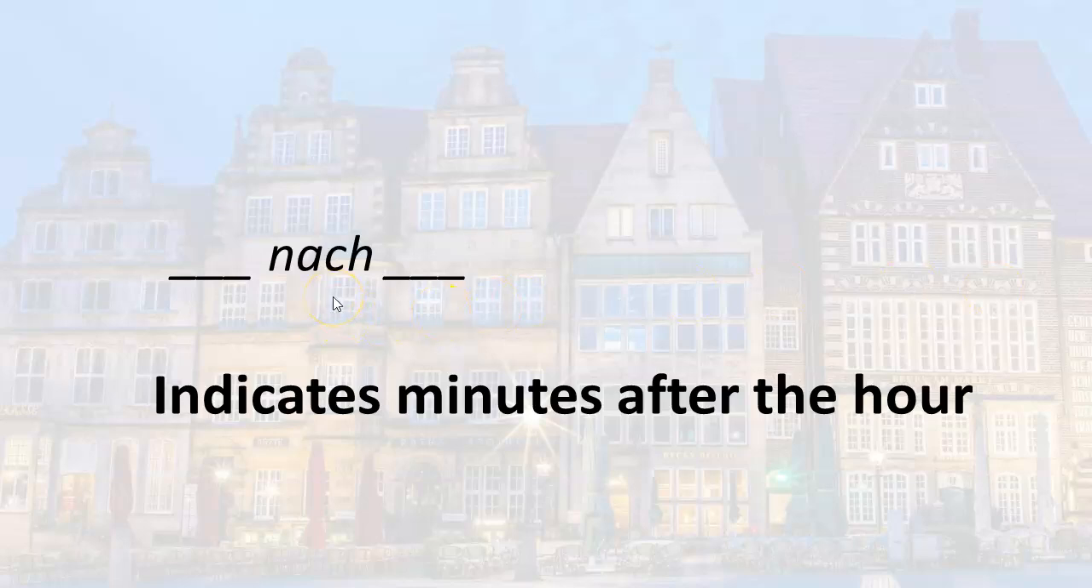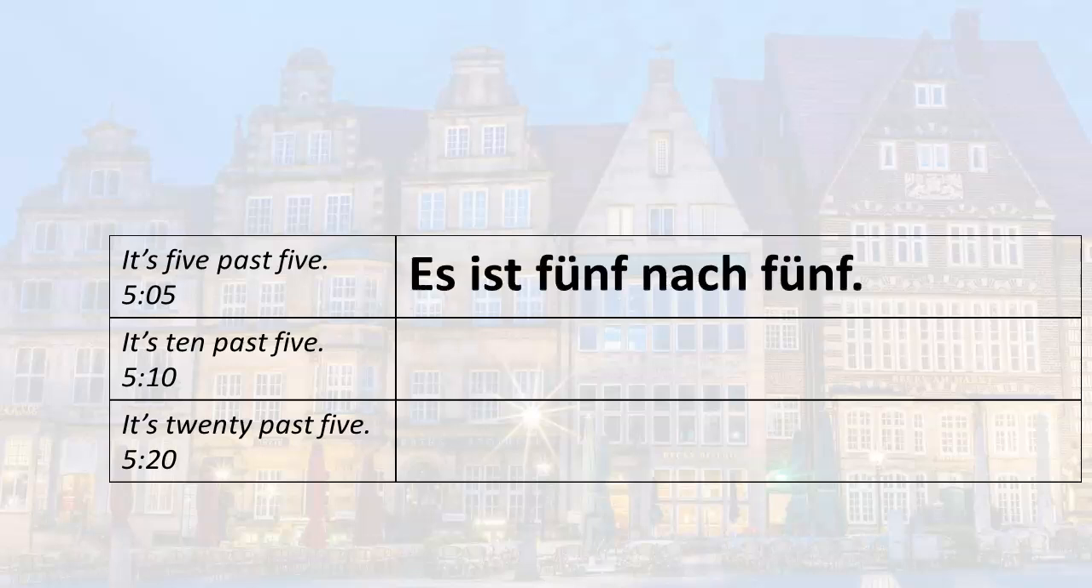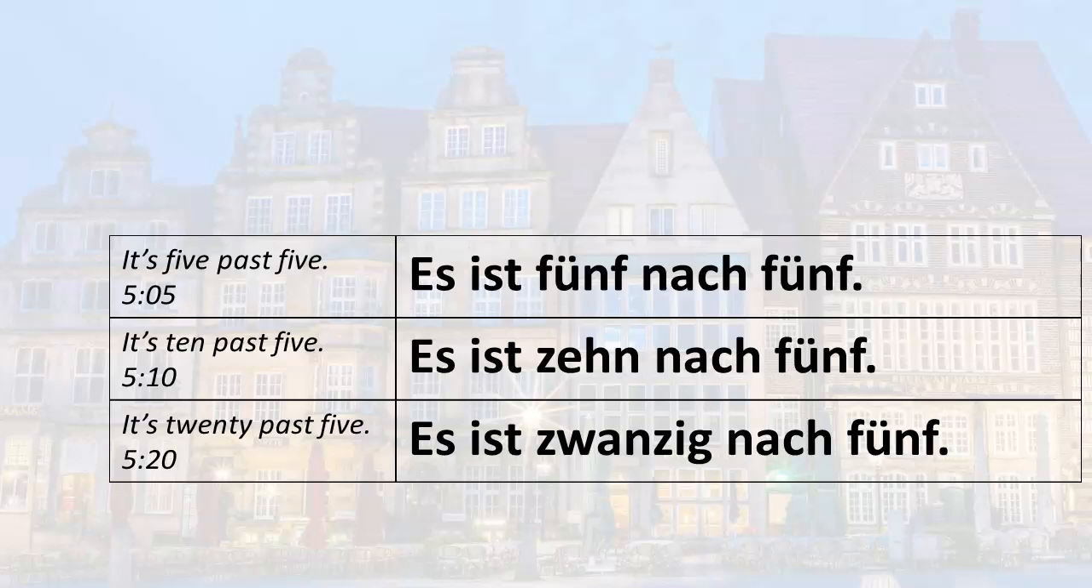Nach means after, so it indicates minutes after the hour. If I want to say it's 5 past 5, or literally 5 after 5, I would say in German, es ist 5 nach 5. It's 10 past 5. Es ist 10 nach 5. It's 20 past 5. Es ist 20 nach 5.